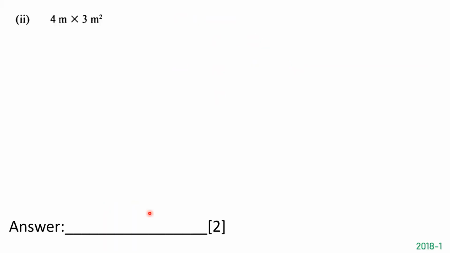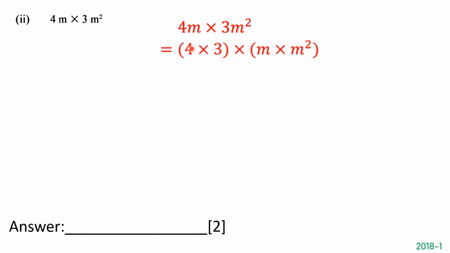Let's move on to the next question. Here we have 4m multiplied by 3m squared. What we're going to do is consider the numbers. So we're going to group the numbers together and group the letters together. And so let's do that. We have 4 multiplied by 3, so those are together, and we have m multiplied by m squared.